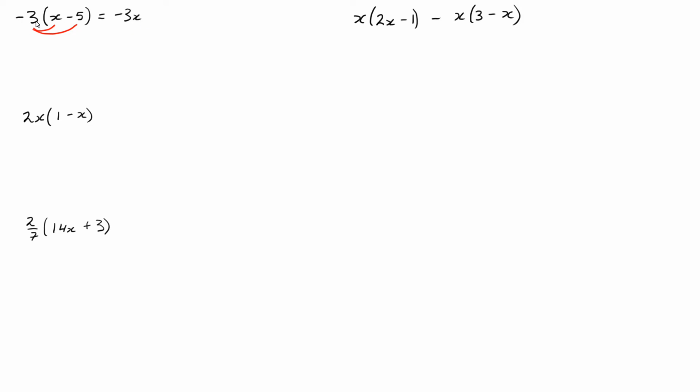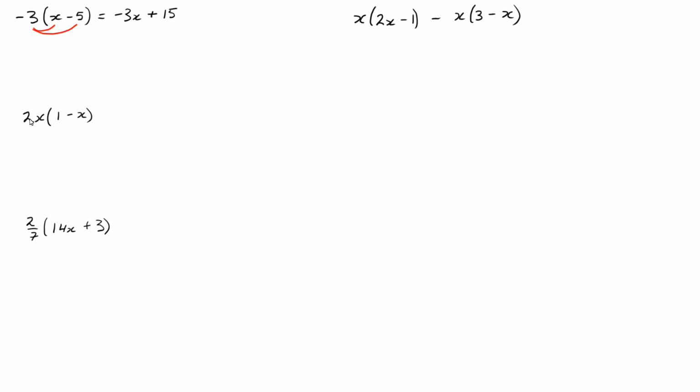I'm going to multiply minus 3 times minus 5. The two negatives will make a positive, and a 3 and a 5 give me 15. So my answer is minus 3x plus 15.